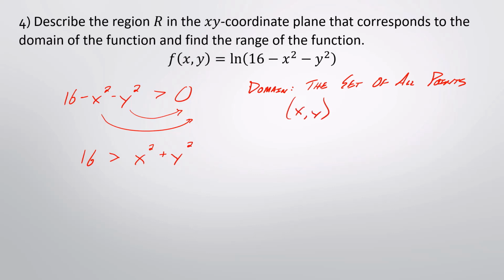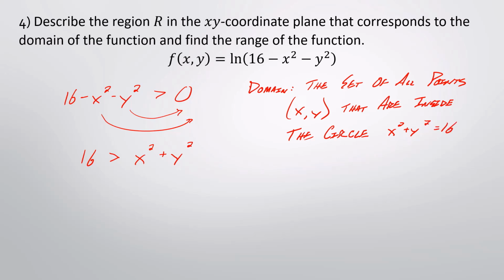Such that we make sure we satisfy being inside. So the set of all points x comma y that are inside the circle x squared plus y squared equals 16.